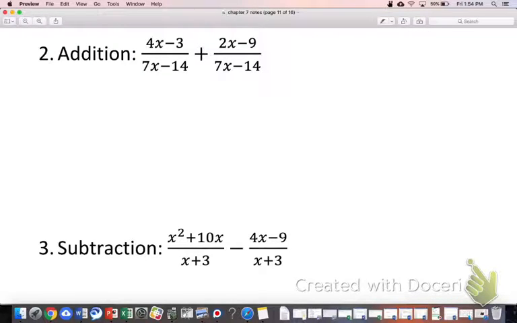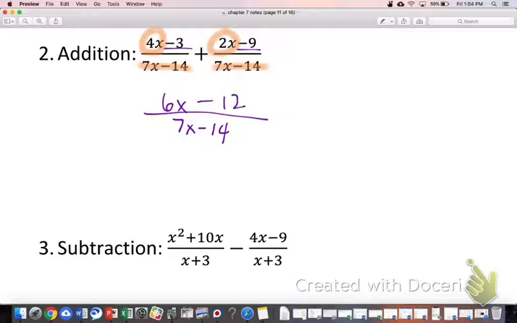Please stop. Did you guys notice that there's a common denominator already? Yeah. Okay, so we didn't have to do any extra work there. So all I really have to do is say my final denominator is going to be 7x minus 14. But then when I add my numerators, 4x plus 2x is 6x, and negative 3 plus negative 9 is minus 12.